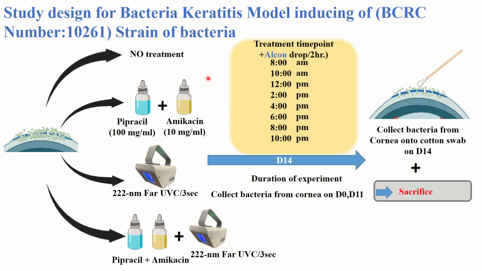So this is the study design. This time we induced the BCRC number 10261 strain of bacteria to infect the cornea of the rat to develop the bacterial keratitis disease model. We have 4 different groups, and each group has around 6 rats.